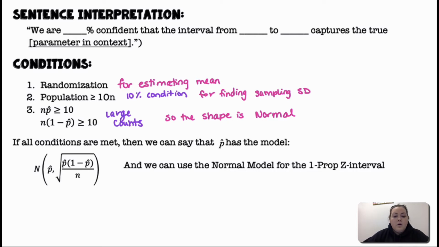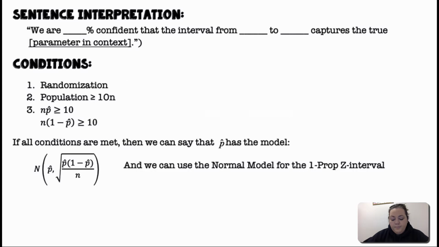The 10% condition is for finding our sampling standard deviation, and large counts is so that the shape will be approximately normal. I'll have at least 10 successes and at least 10 failures. If all the conditions are met, then we say p hat has a normal model with a mean of p and a standard deviation of the square root of p hat times 1 minus p hat over n. And we can use a normal model for a 1 proportion C interval.